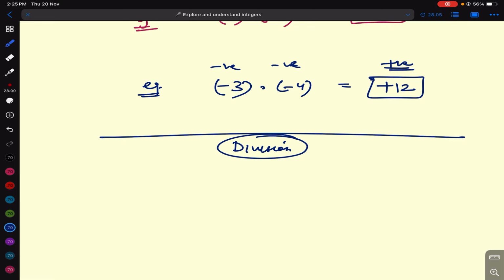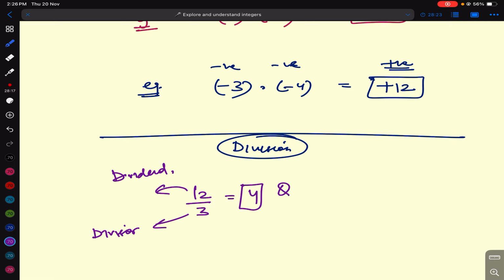I'll give you the example. Let's say 12 is divided by 3. What is 12 here? Dividend. What is 3 here? Divisor. And what do you get? 4. What is 4 here? Quotient.